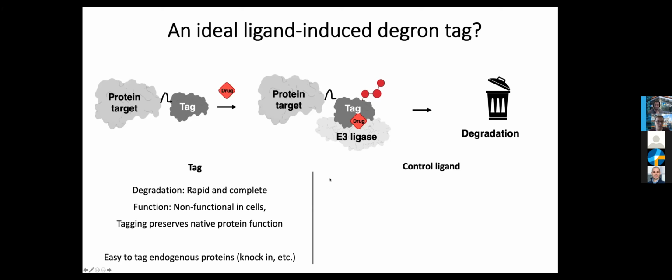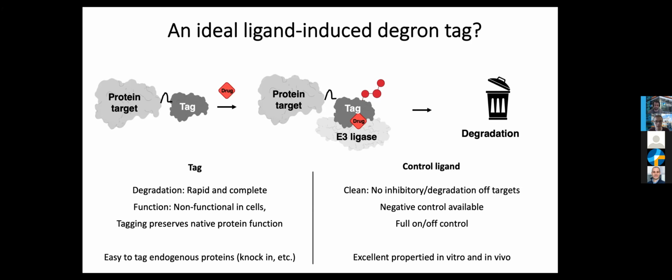And we were basically thinking that a tag needs to lead to a rapid and complete degradation, with emphasis on complete and emphasis on rapid. It definitely has to be a non-functional tag in the cells that you're effectively editing or tagging, and it has to preserve the native function of the protein. So that would put constraints on, for example, the size of the tag, or perhaps the nature of the ligand that is being used to control the protein fate. It has to also be an easy tag to tag endogenous proteins, either through knock-ins or otherwise.